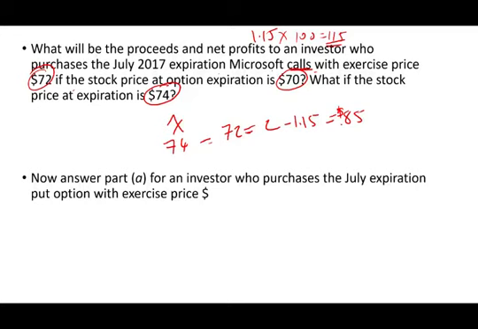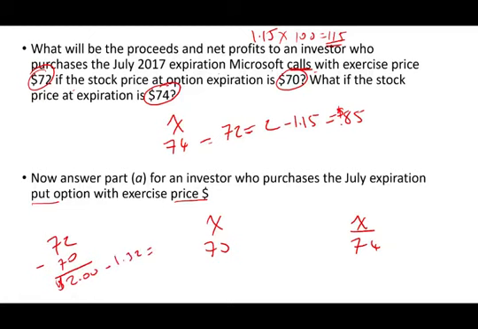Now, answer part B, for an investor who purchased the July expiration put with the same exercise price of 72, if the stock price is 70 and if it is 74. Here, what's going to happen is this. When the stock price is 70, you make a profit. It's 72 minus 70, so you have a profit of $2. Then again, you have to pay $1.32, so what's left to you is 68 pennies in net profit.